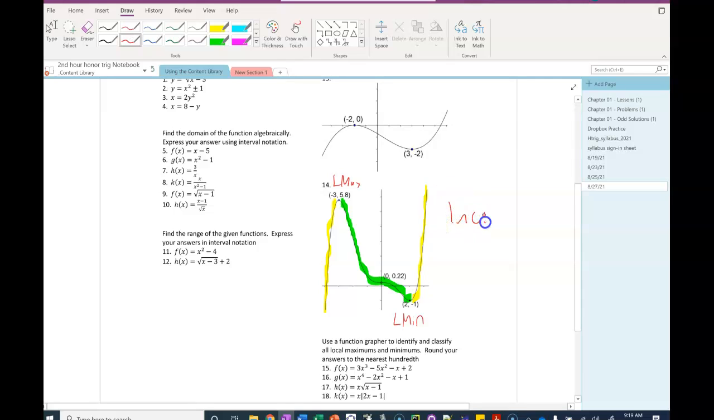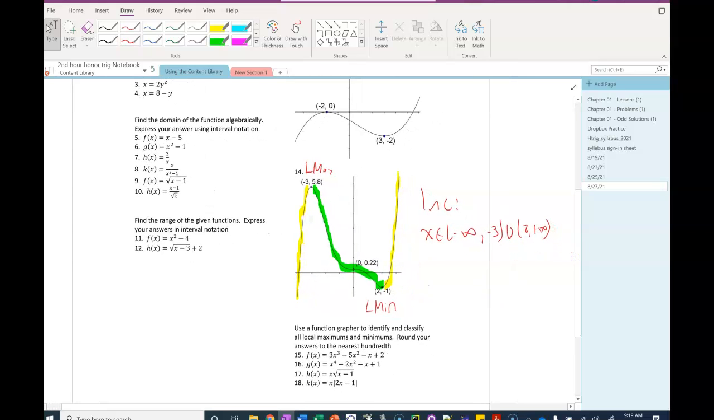Okay, so my increasing interval will be from negative infinity to negative 3, along with 2 to positive infinity. Again, remember when we're naming these intervals, we're using only the x coordinates. And my decreasing interval will go from negative 3 to 2.